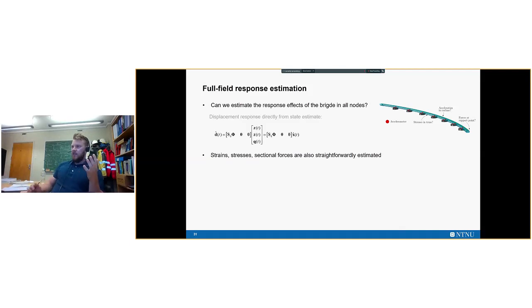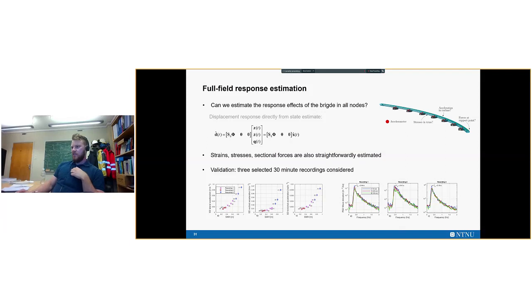Well, this is available through the state estimate, which was the variable x. So when we have our state estimate of the bridge available, we can, in theory, estimate the strains, stresses, sectional forces, and so on in any point of the bridge. And this is something we have investigated also. We have performed a validation of this using 3 selected recordings with some different excitation levels.